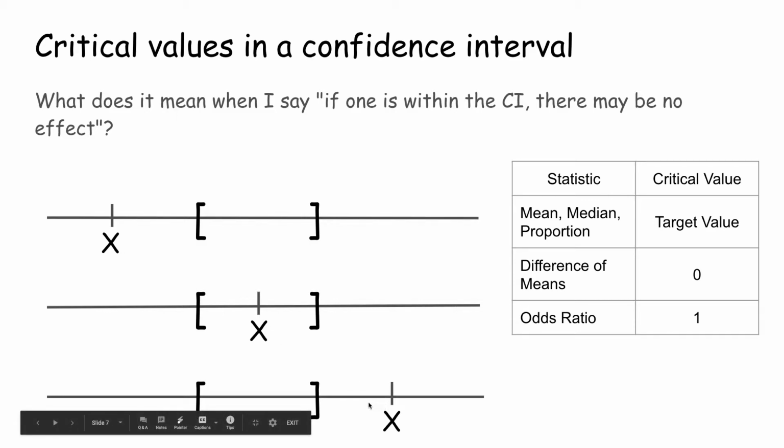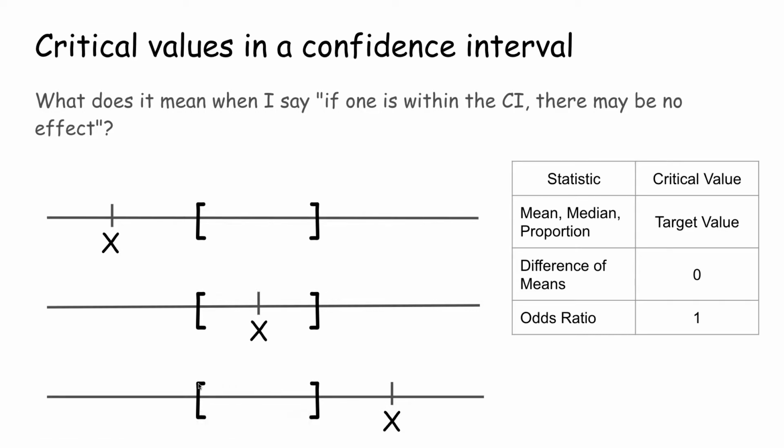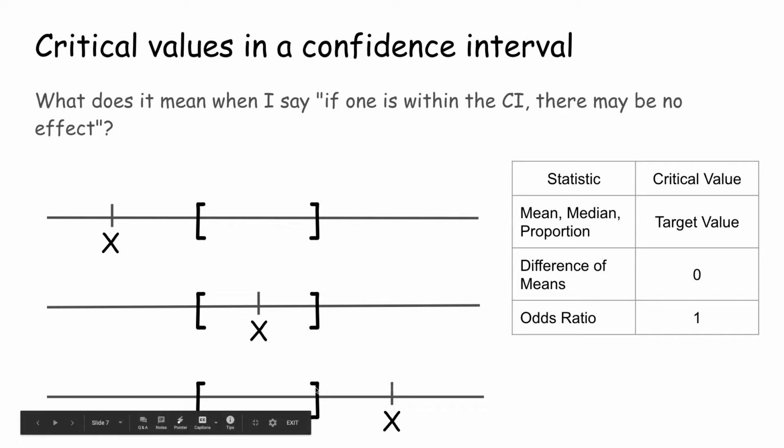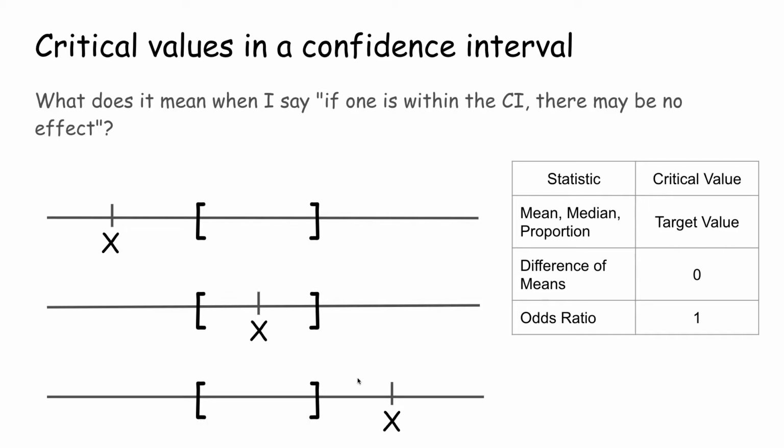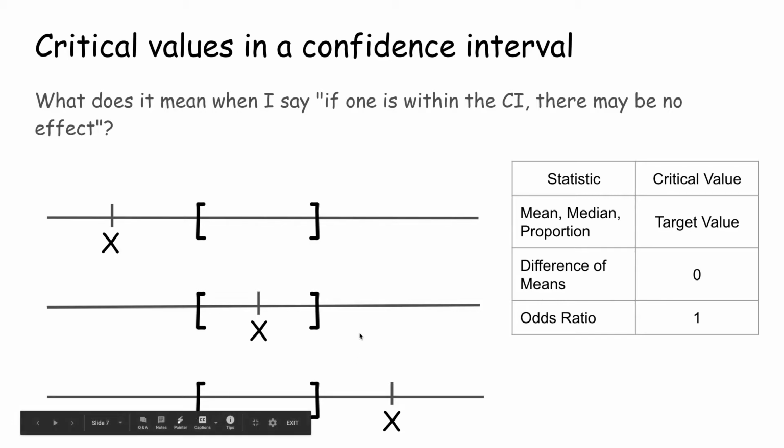Now, here's the worst case scenario for us. Let's say our goal is 15 and the confidence interval only stretches from 5 to 10. In that case, we definitely know we did not reach our goal of 15 on average.